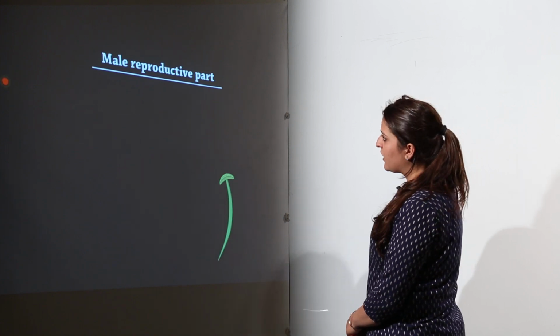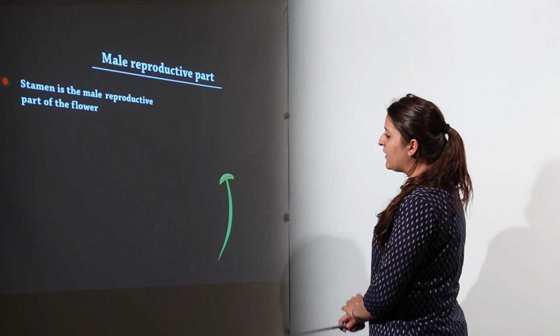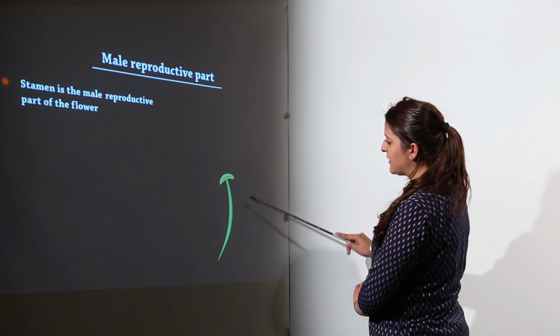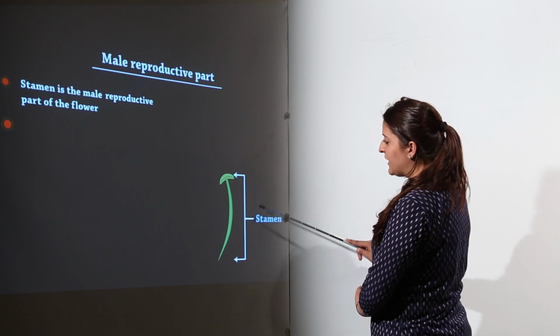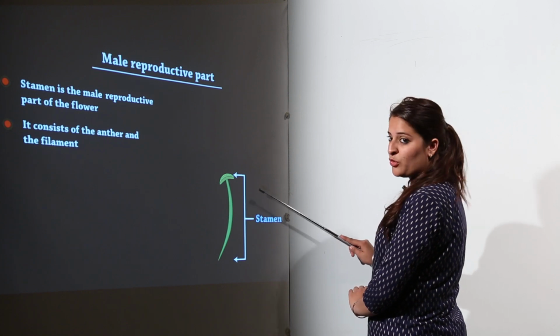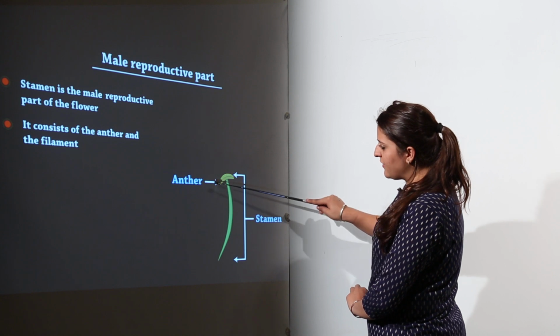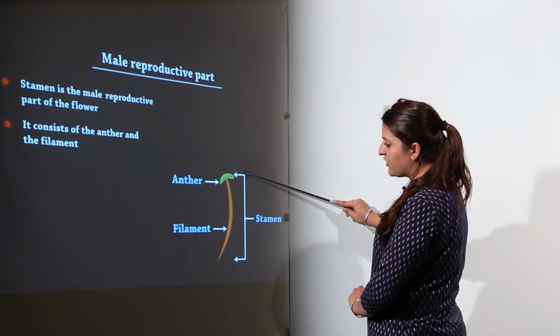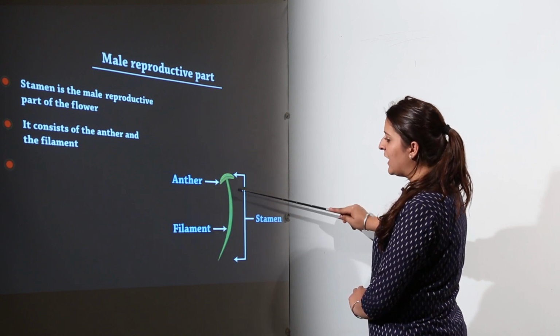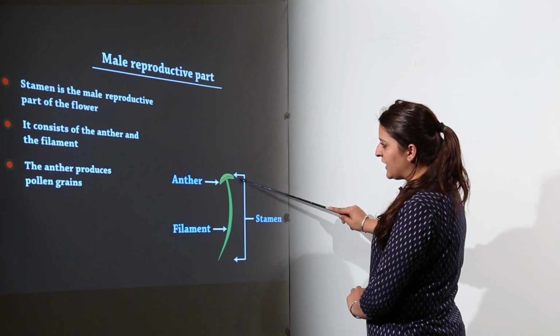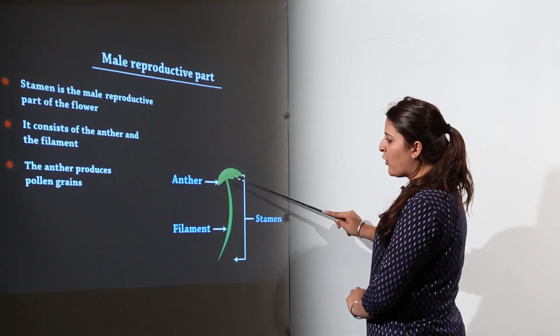Moving on to the male reproductive part, the stamen is the male reproductive part of the flower. You can see this is a complete stamen. And this stamen itself consists of two parts. One part is the anther and the other part is the filament. This is the anther, and the rest, which is the stalk-like structure, as you can see, is the filament. This anther is meant for producing pollen grains.